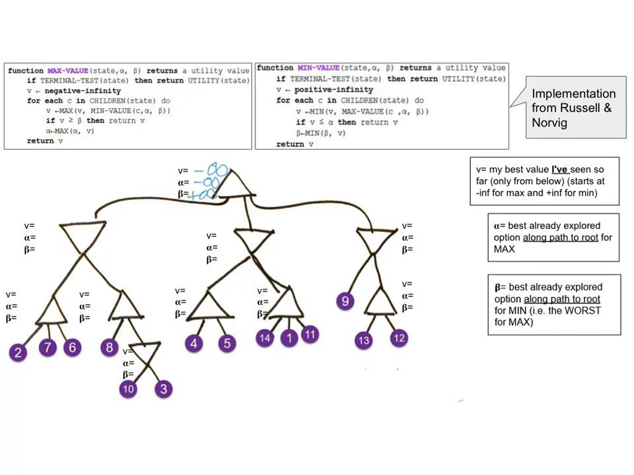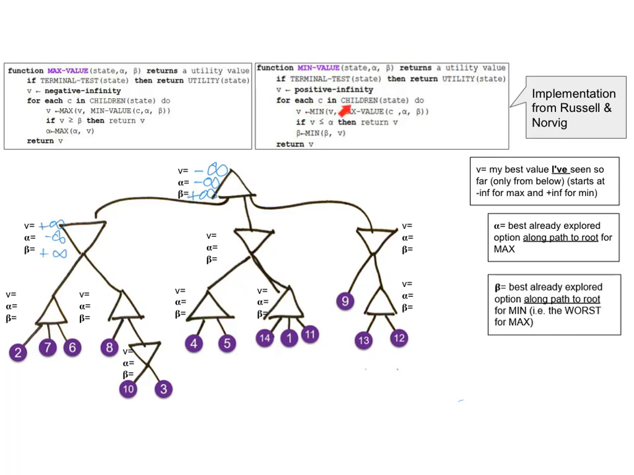I'm passing in alpha and beta, so I just copy my alpha and beta from here. My alpha is negative infinity and my beta is positive infinity. Okay. And now let's look at the min function. The min function says you take a state plus the alpha and beta. Is this state a terminal state? No, it's not a leaf node. So V gets positive infinity because we're a min node, and min nodes are trying to get the worst score for max, right? We're playing the game against max. So we set V to be positive infinity.